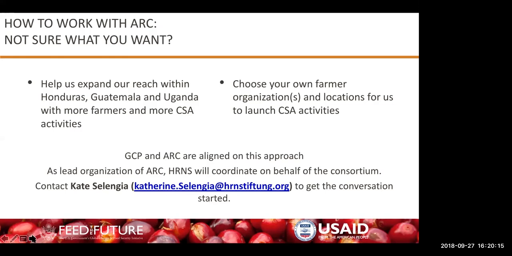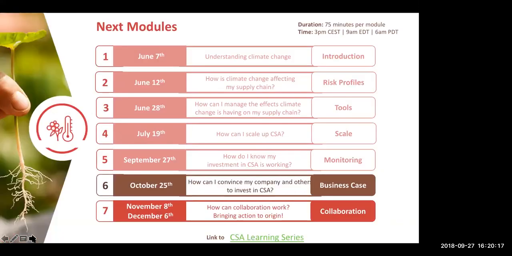The next slide shows where we're at in this webinar series. We will meet again on October 25th, where we'll be looking at the business case for CSA and really at different levels of the value chain, what the business case is for implementing CSA and what the cost of inaction is. So that should be an interesting topic for us. And I think we can leave it there, Caroline, unless you'd like to add anything.